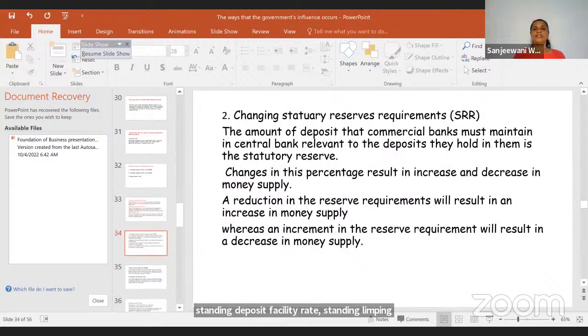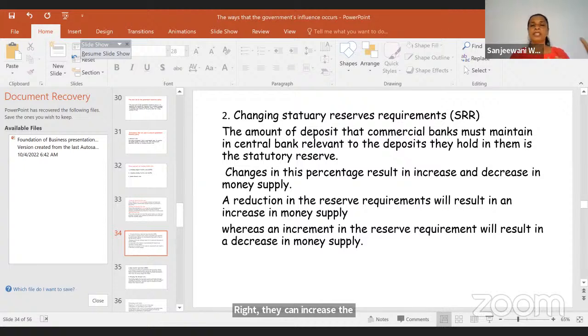Then the second instrument is changing statutory reserve requirements. What is statutory reserve requirements? Now children, the commercial banks also should maintain a certain amount at the central bank, right? So they need to deposit a certain amount at the central bank. The central bank can increase that amount as well as decrease that amount. So if the central bank wants to reduce the money supply, what can it do? They can increase the deposit amount.